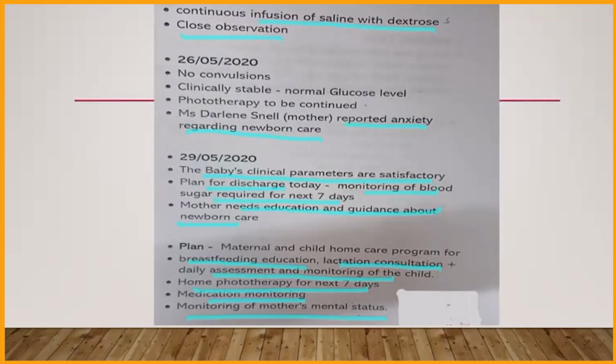For example, monitoring. You see the monitoring of medication and the mother's mental status, daily assessment monitoring. Same thing, you see monitoring of medication. So you can club that together. Can one of you try like that? It would be appreciated if you could assess, monitor.